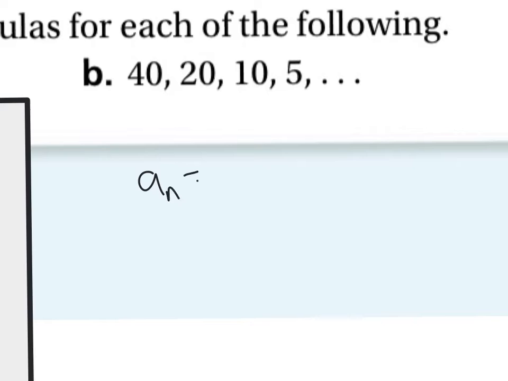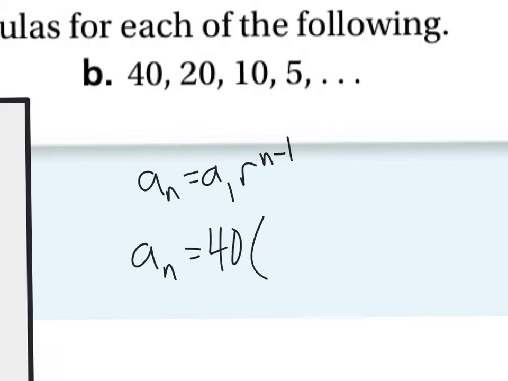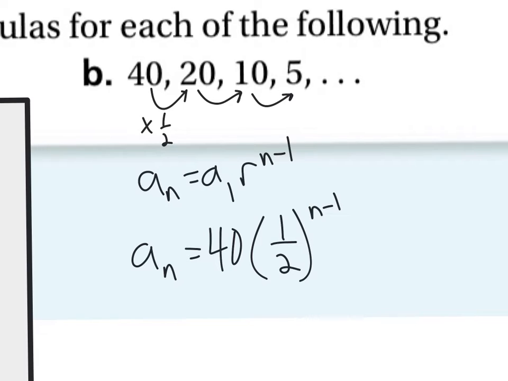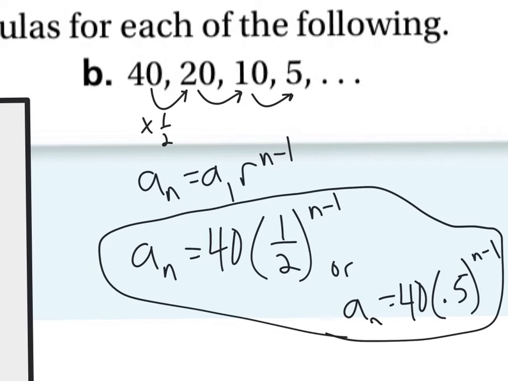Same idea, so we're going to start with our formula. Our first term is 40. The ratio, this time you might say, well, they're dividing by 2. They are dividing by 2. But the ratio has to be what we're multiplying by. So if you're dividing by 2, that's the same as multiplying by half, or 0.5. So you could say 1/2 is your common ratio, or if you want to, you can have a 0.5 there as well. Either one of those would be fine.